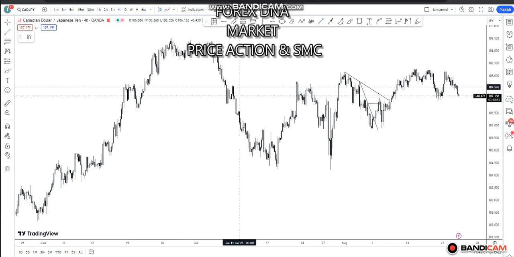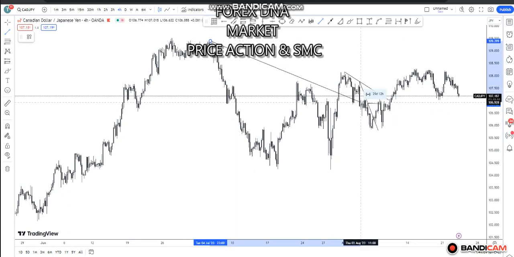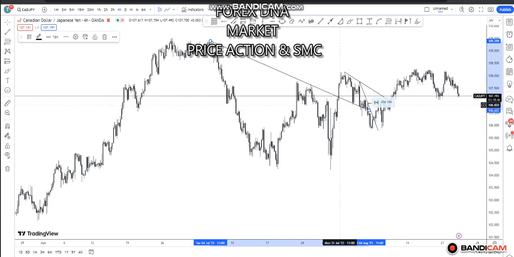Okay, so now if you can check here at this point, the market came, broke the trend line, then came back here, retested the trend line, then went up a little bit, gave you a small profit. After that, boom, it went down.